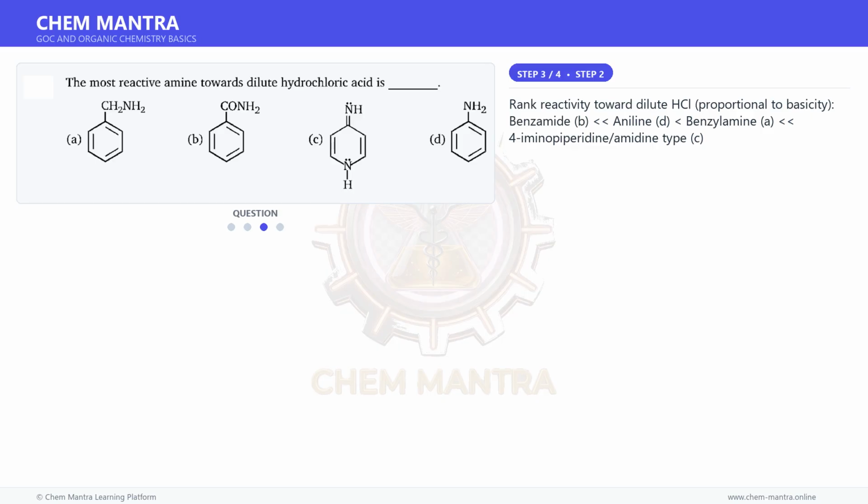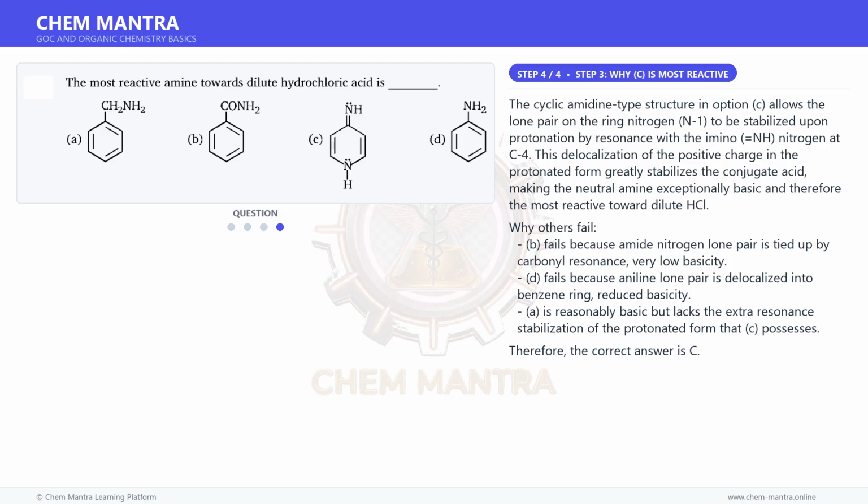Rank reactivity toward dilute HCl, proportional to basicity. Benzamide, B. Aniline, D. Benzylamine, A. 4-aminopiperidine amidine type, C. And for the final step.